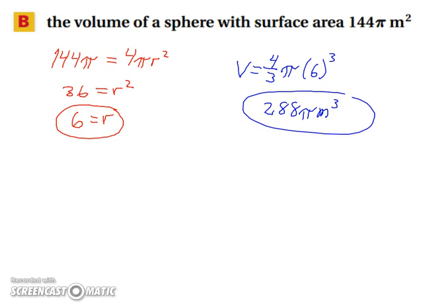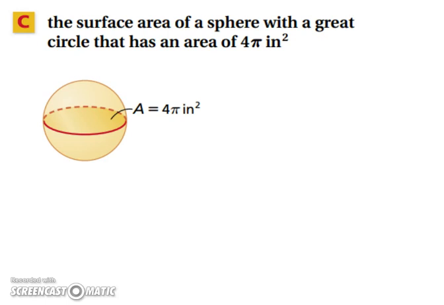Let's try a problem where they give you the great circle. The surface area of a sphere with a great circle that has an area of 4 pi inches squared. Take a moment and try this one on your own, and then we'll try it together.